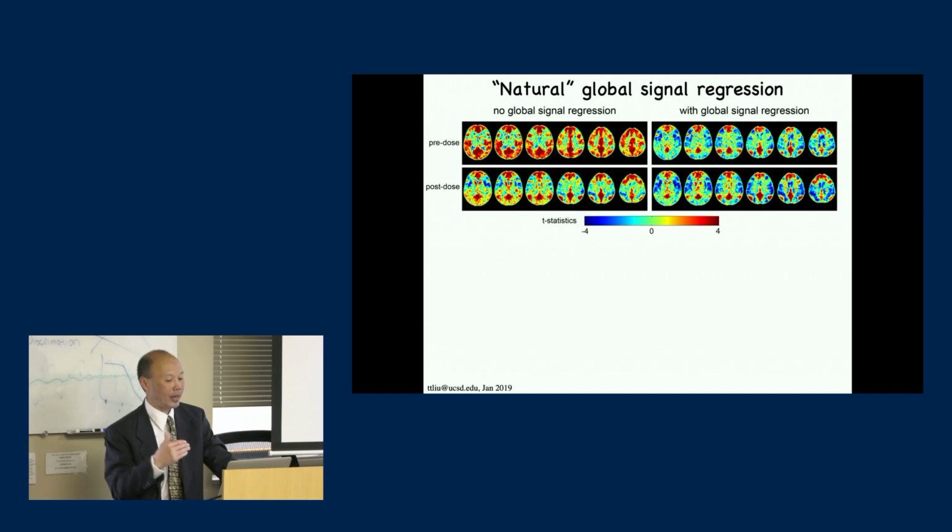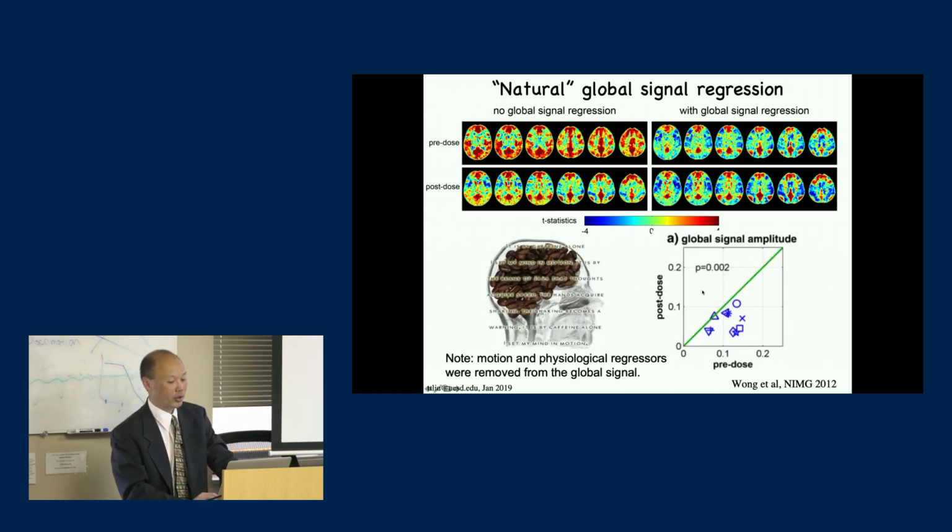And once again, we're going to go back to, these are data without global signal regression. This is with global signal regression. And here, we're not doing global signal regression, but we're giving the subjects 200 milligrams of caffeine. And once again we see that, although not exactly the same, it's doing something very similar to global signal regression. And so this pharmacological operation can also, it turns out, reduce the global signal. So this is the global signal amplitude, which is just the standard deviation of the signal. This is before caffeine versus after caffeine. You can see there's a big reduction. Everything is below the line of unity.